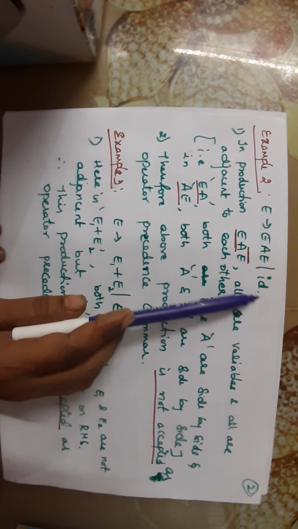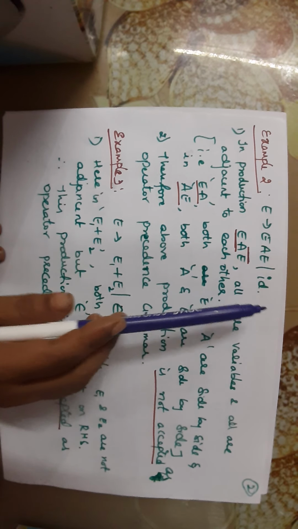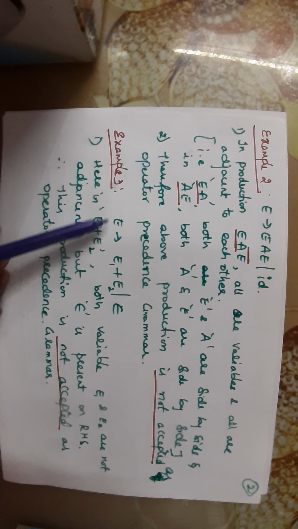So coming to the first rule, there is no epsilon, so this production is satisfying the first rule, but it is not satisfying the second rule, so it is not operator precedence grammar.